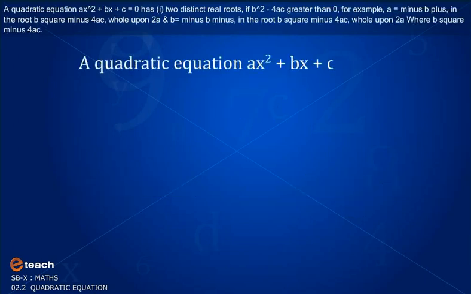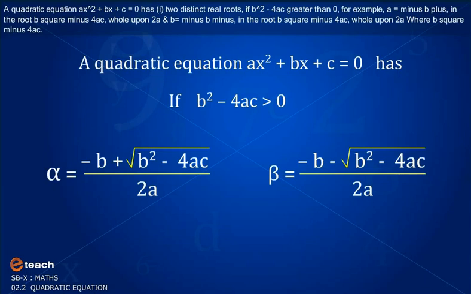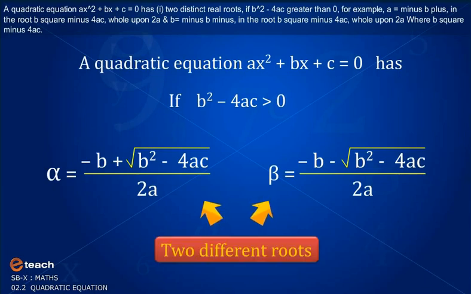A quadratic equation ax square plus bx plus c is equal to 0 has 1. Two distinct real roots if b square minus 4ac greater than 0. For example, alpha is equal to minus b plus under root b square minus 4ac whole upon 2a, and beta is equal to minus b minus under root b square minus 4ac whole upon 2a, where b square minus 4ac.